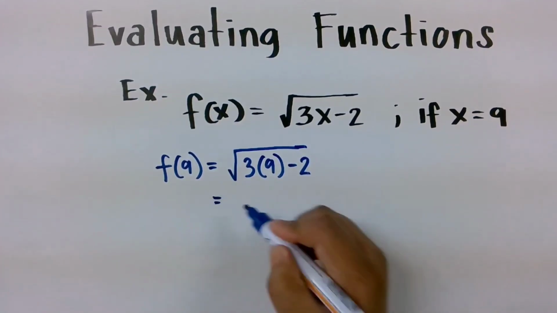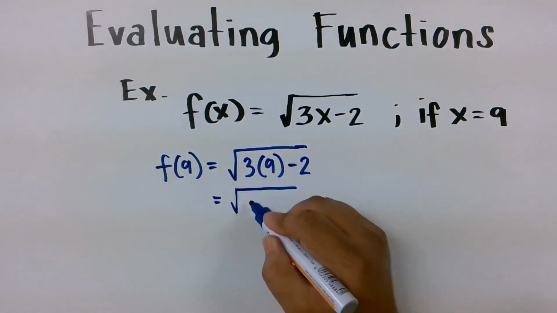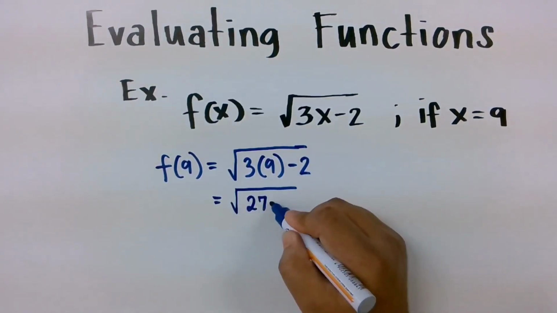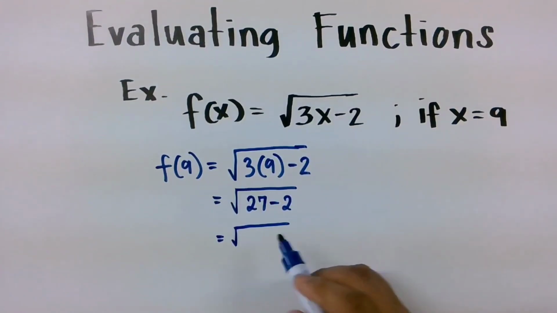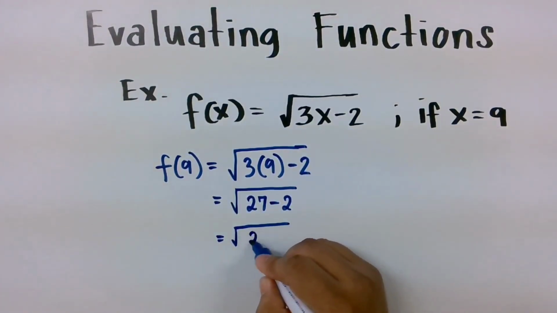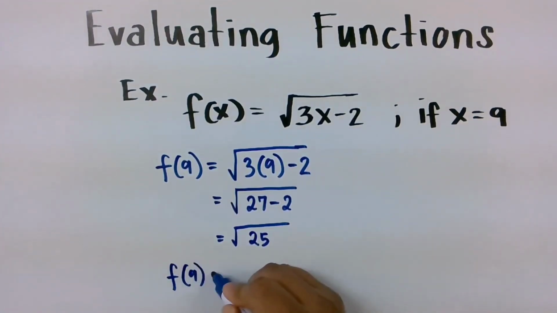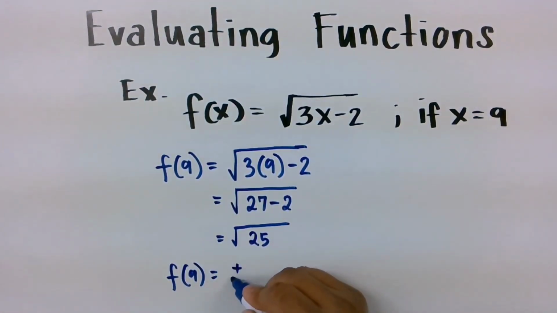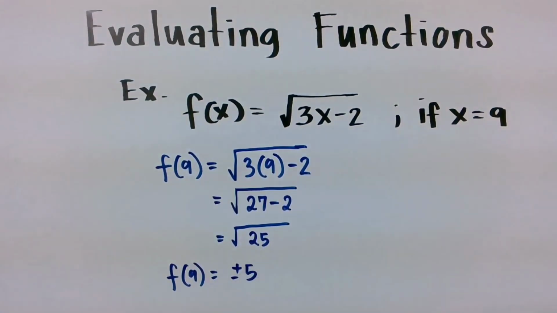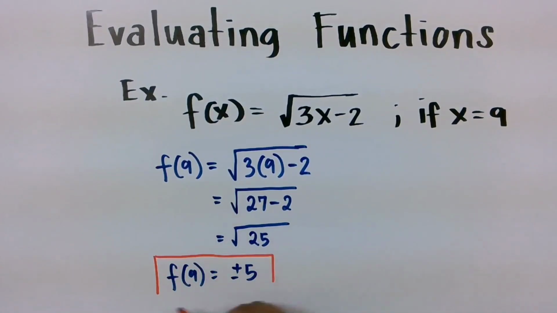Okay. So, let's continue. Square root of 3 times 9 is 27 minus 2. Okay. And 27 minus 2 is 25. Alright. So, our f of 9 here is square root of 25. Yes, positive and negative 5. Okay, and there you have it.